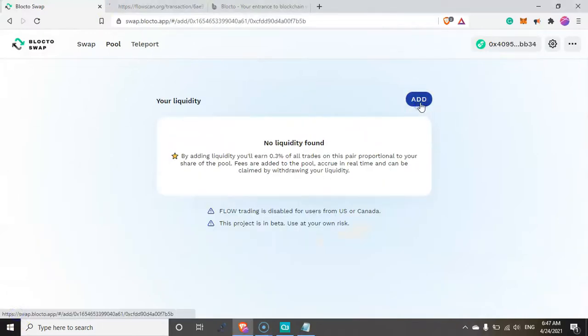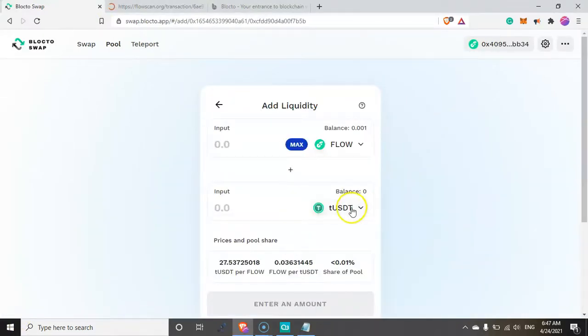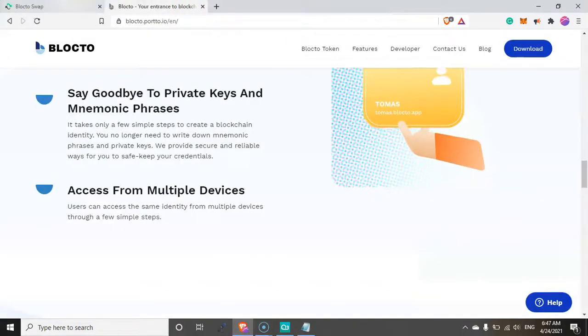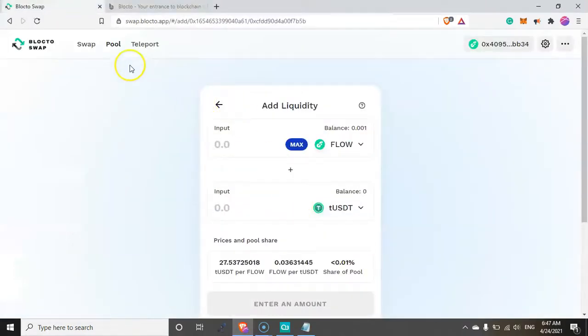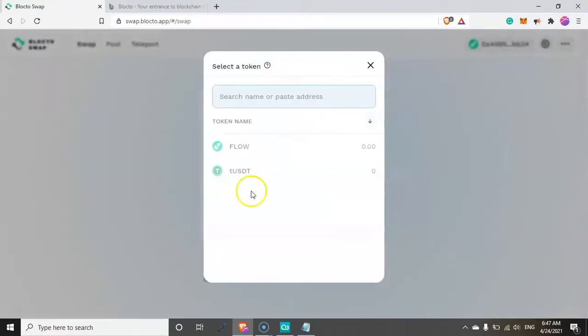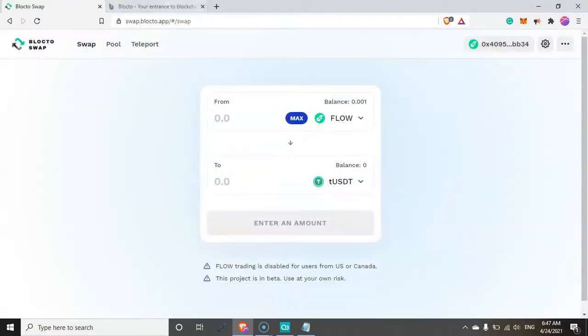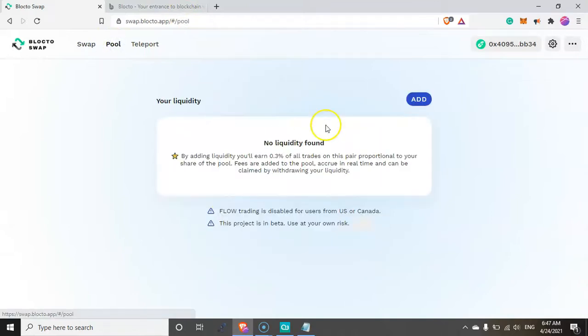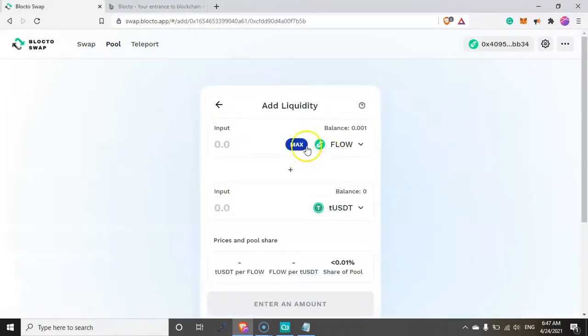You can also add liquidity if you want. The transaction, I just got notice that it didn't go through, so I think one might want to do it again. Do you understand the basic idea? You put some tokens, whatever you want to swap, and then you swap. And if you want to do pooling, you add liquidity in equal pairs, you can do that.